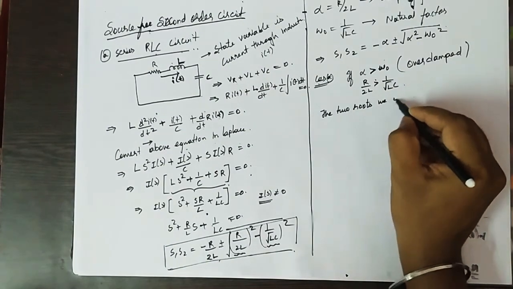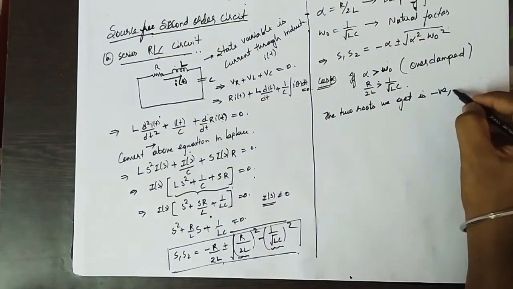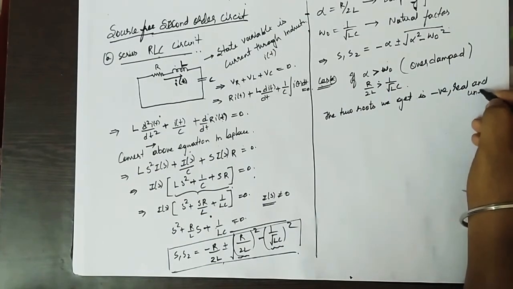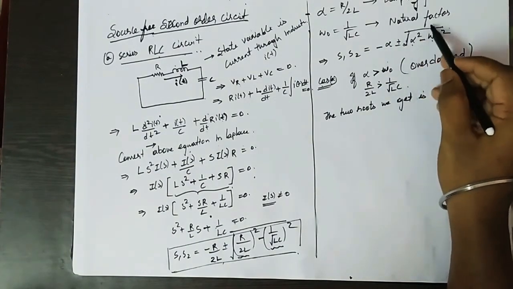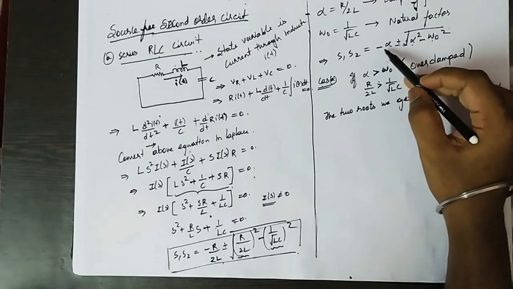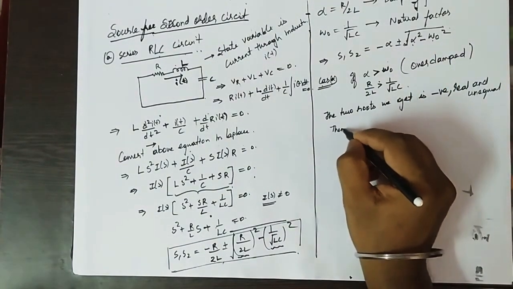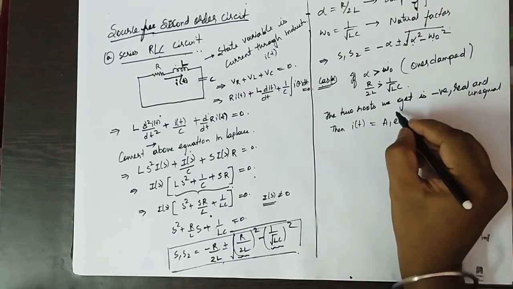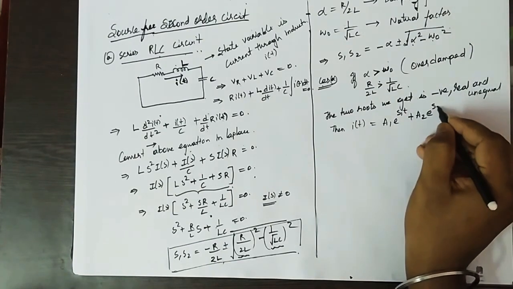we will get are negative, real and unequal. That means if alpha is greater than this, you will get the square root of one constant value. So if the square root of a constant value gives the roots as negative, real and unequal, then the response I of t will become a1 e power s1 t plus a2 e power s2 t.